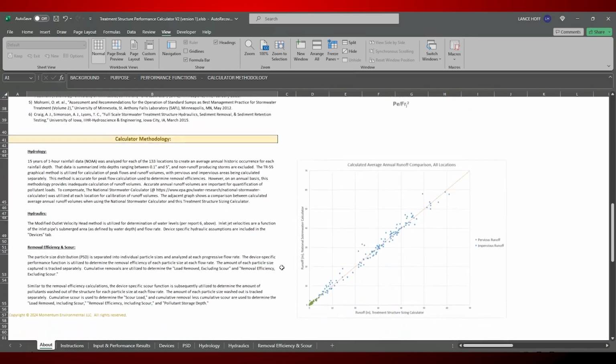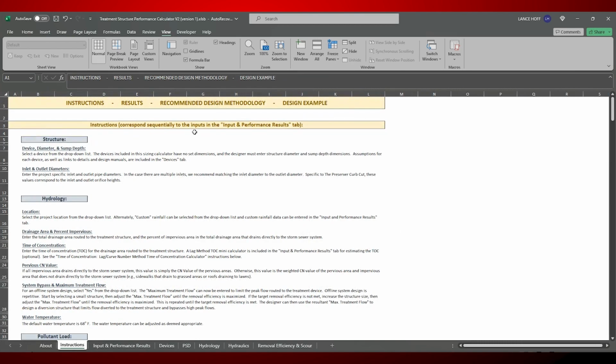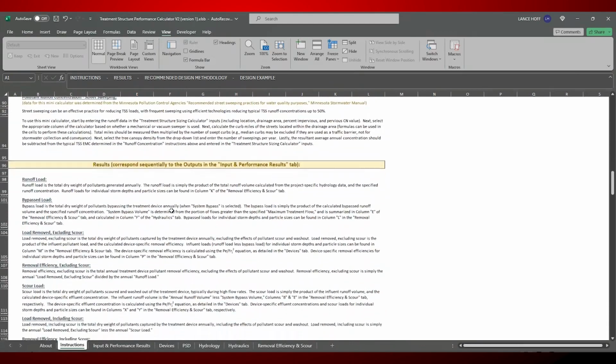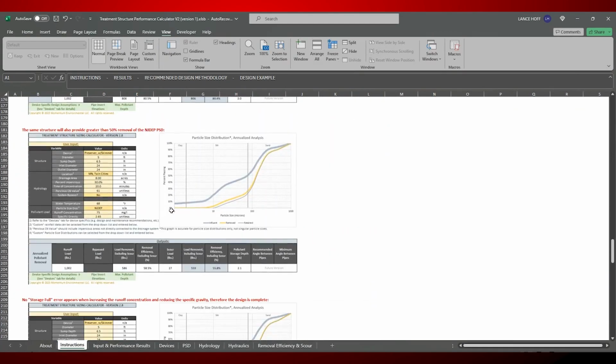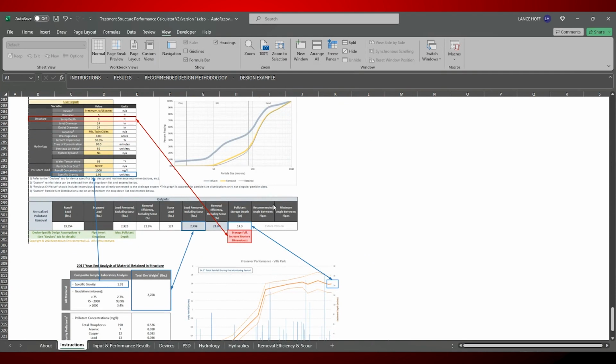The second graph is a comparison of runoff volume calculations from this calculator versus the National Stormwater Calculator for both impervious and pervious areas, which compare favorably. In addition to providing instructions on how to use the calculator, the Instructions tab includes reference data, information on the calculated results, our recommended design methodology, as well as a design example. We also provide a comparison of the calculator's predictions against field-monitored data.